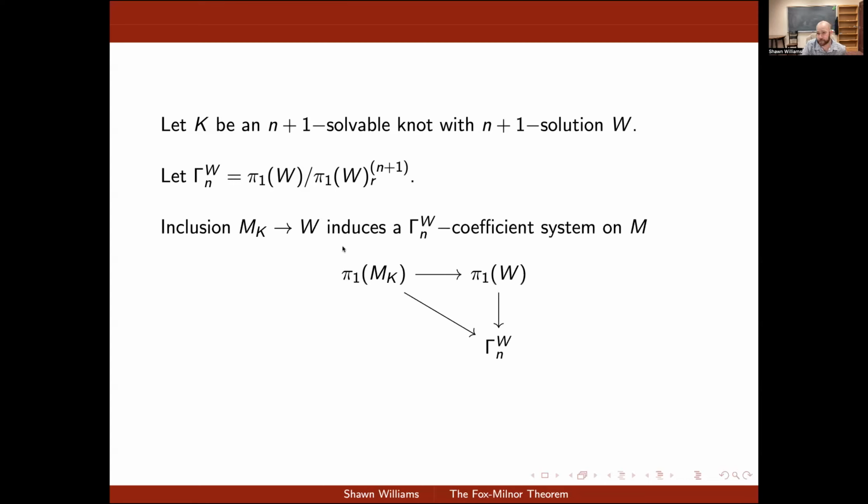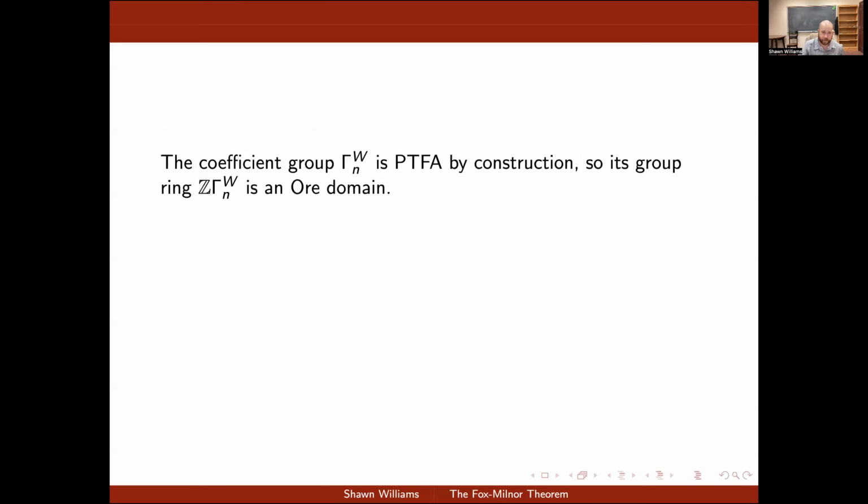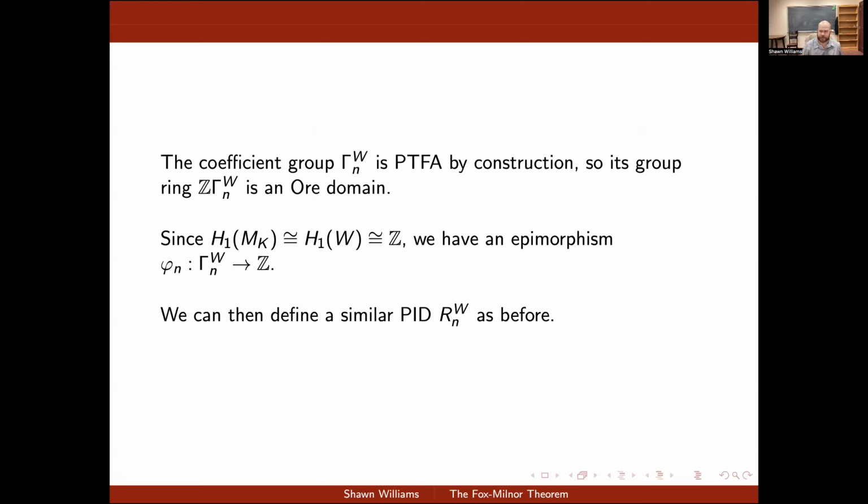Inclusion of M_K in W induces a Gamma n W coefficient system on our zero surgery M_K. So you take the composition of inclusion and then projection, and that's going to give Gamma n W as a coefficient group for the zero surgery. This coefficient group is PTFA. We mentioned this earlier, that we have this isomorphism with Z. This gives us an epimorphism onto Z, so we can define the PID R n W in the exact same way we did for the higher order modules and the modified modules.